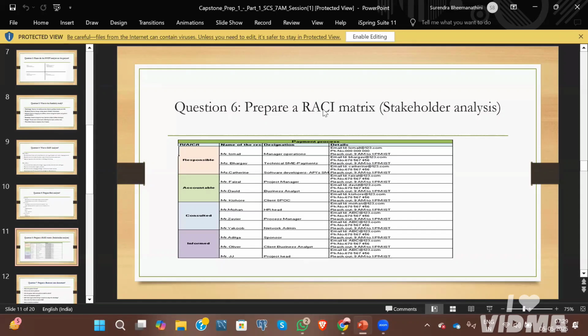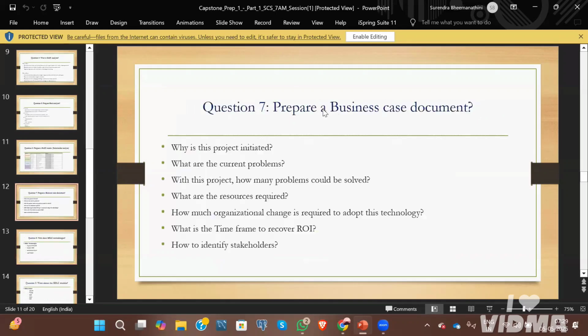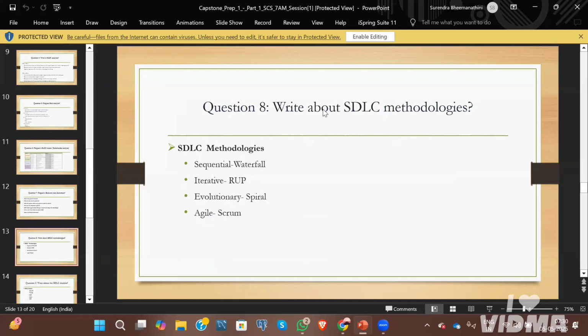Consulted people are the ones you approach when you want a suggestion or advice. Informed people are the ones you have to keep in the loop so that they get updates on your project. Next one, write about SDLC methodologies. SDLC is nothing but software development lifecycle, guys. It is a framework used in the IT industry to develop a project.